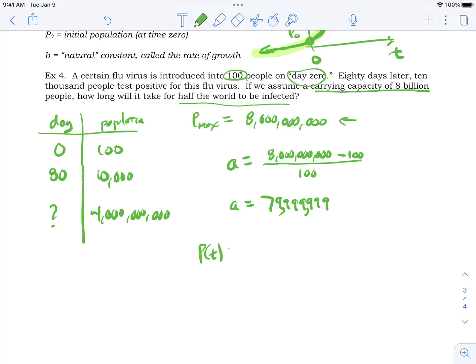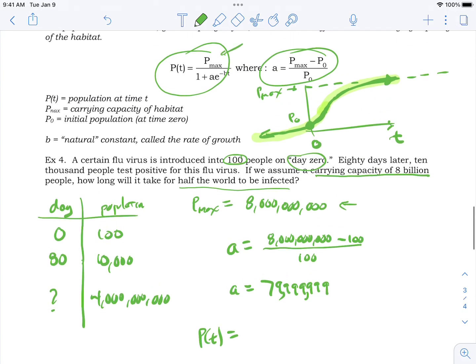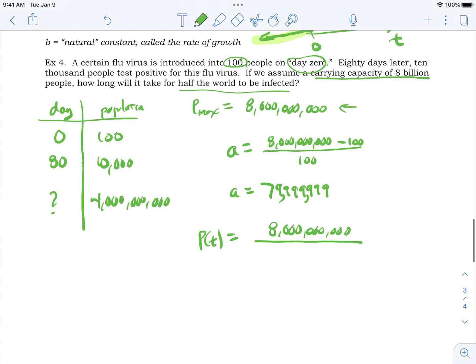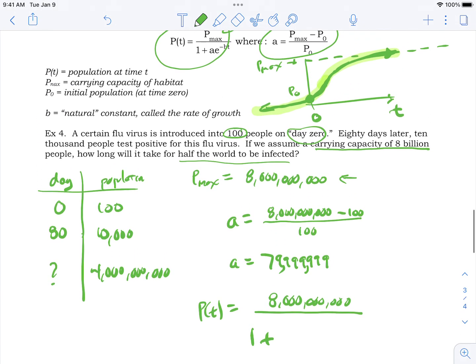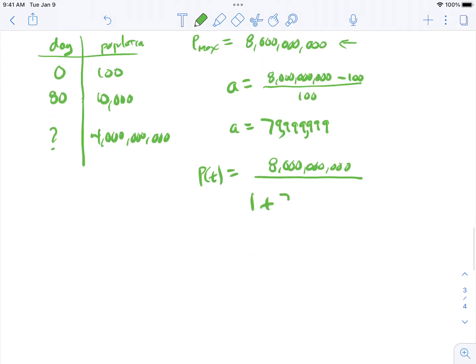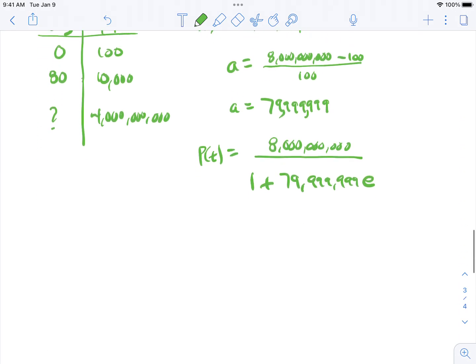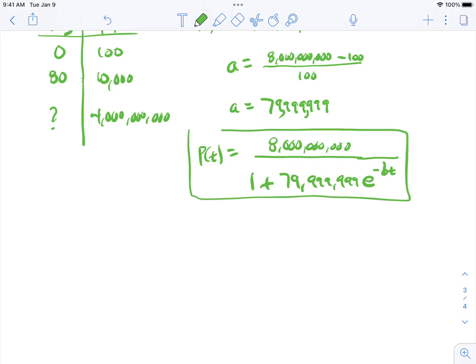P of T is going to be, put the P max on top, put the 8 billion on top. Boy, I wish I had used smaller numbers, but that's okay. I got a calculator, it'll work. 1 plus, and it says A times, so now that's where I put my A right here, 79,999,999, e to the, and it says negative BT. Now that negative is part of the formula, so always put that negative there. That negative is part of the formula. Here is our half-built formula.